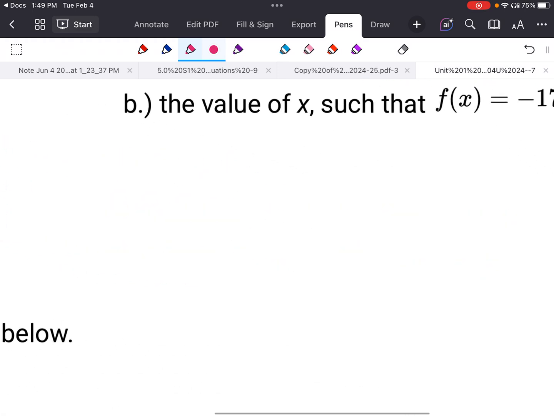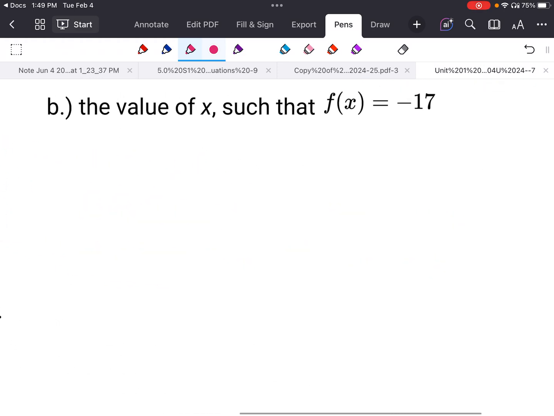Okay, b: find the value of x such that the function equals -17. So this time the number we're given is not in the bracket, so it's not the input. It's telling us that the output is -17, and it wants us to find the input. So it's saying -17 equals x cubed minus 9, and for this, we're isolating x to find the input, so we'll be using SAMDEB.